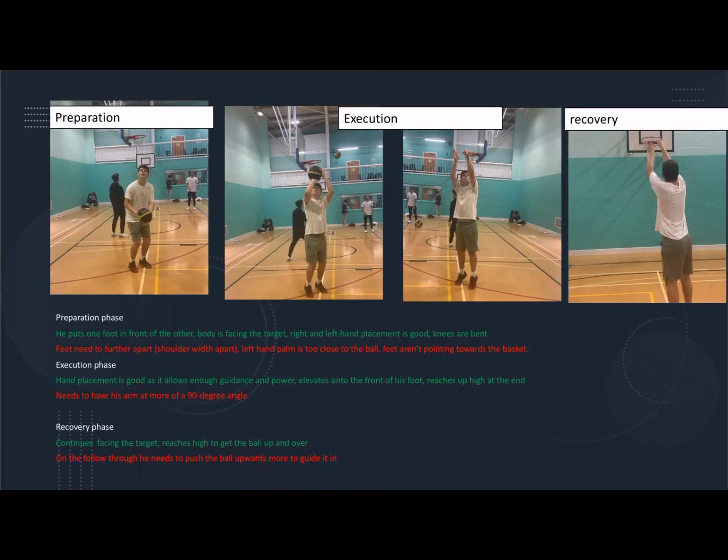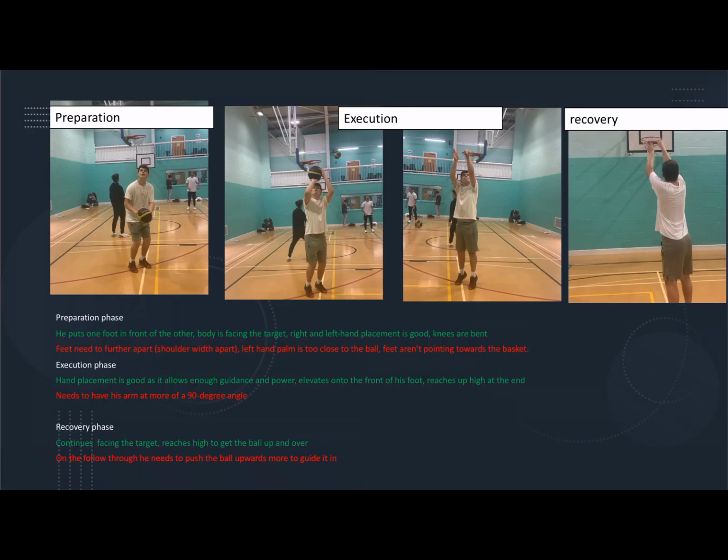However, overall it is good as he ensures that his knees are bent, which will allow him to generate more power. In the execution phase, his hand placement is good, as his non-shooting hand is placed on the side of the ball. This allows him to have better guidance on the ball and still have power.